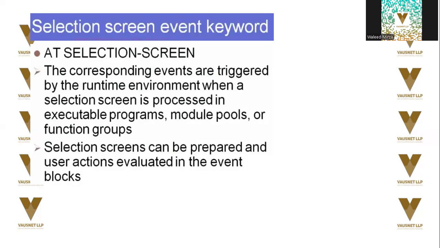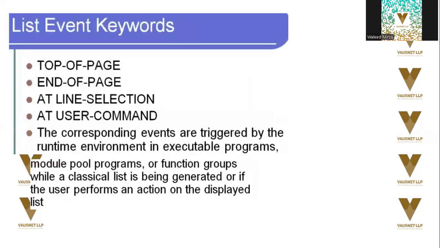Okay. List events. Now for list events, these are the keywords: top of page, end of page, at line selection, at user command. User command can be a click. Okay. Or user command can be an input. The corresponding events are triggered by runtime environment in executable programs, module pool programs of function groups.